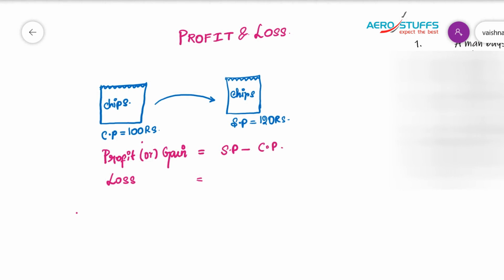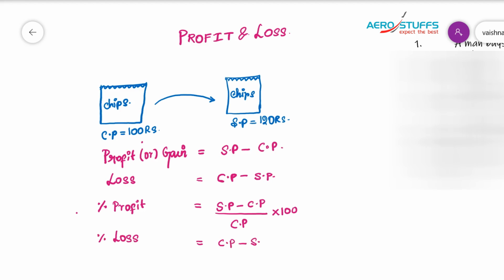So what is profit now? If the selling price is higher than the cost price, then it is called profit. In case of loss, the cost price is higher than the selling price. And these are the very important formulas that you need to know.